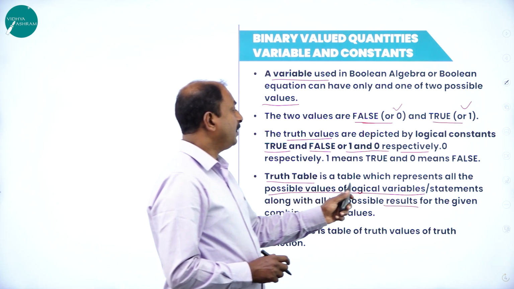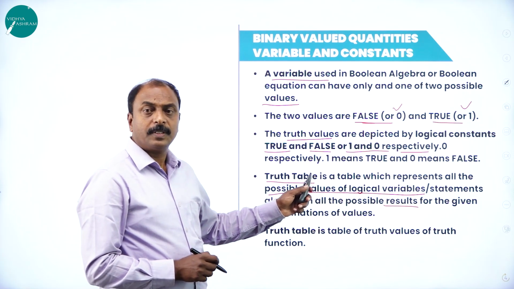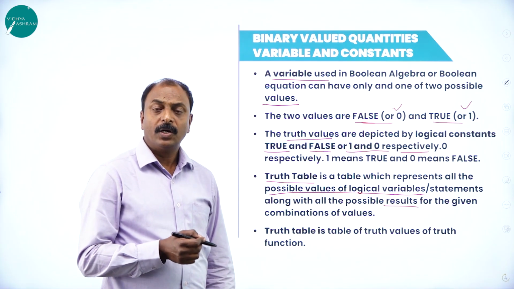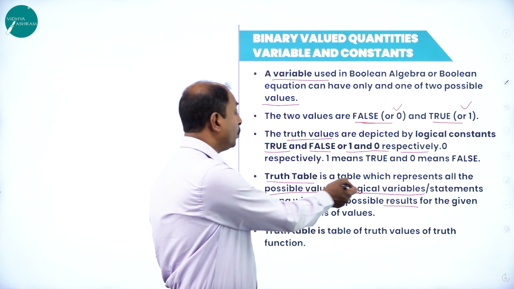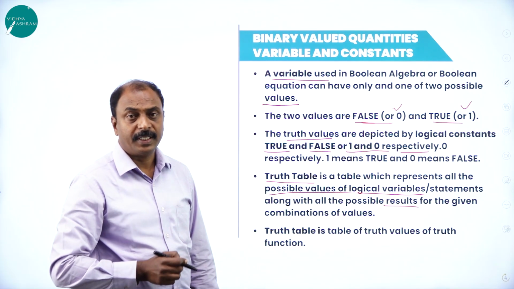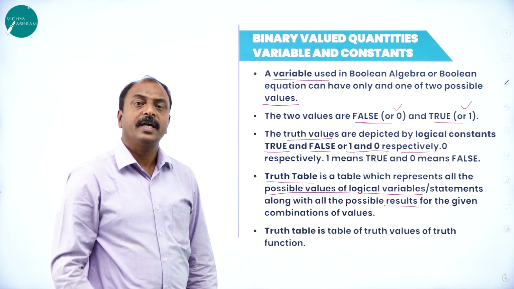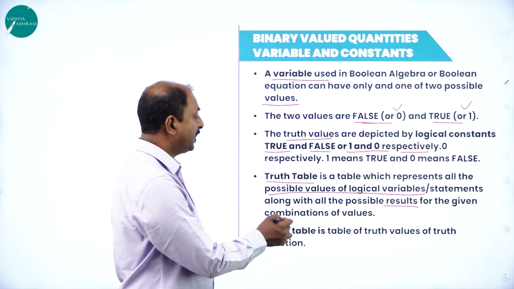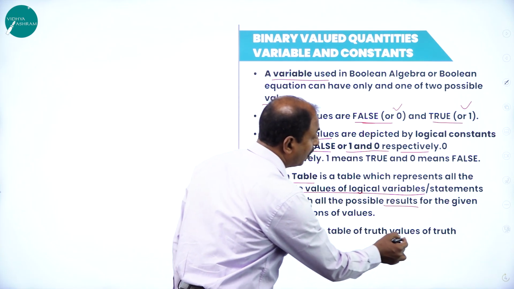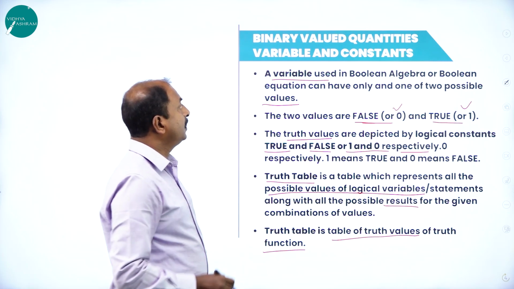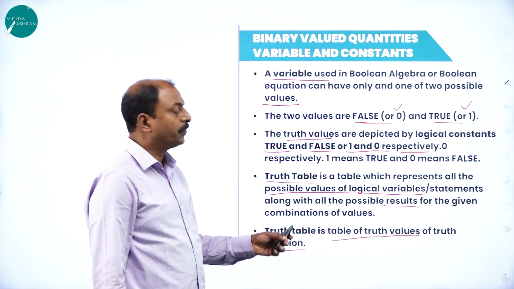A truth table represents all the possible values of a logical variable, along with the possible output for each particular combination. We store it in the form of a table, which is called a truth table. Another definition is that it is a table of truth values of a truth function.